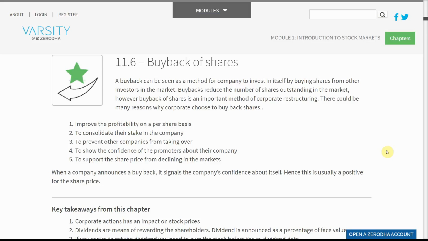There could be many reasons why corporates choose to buy back shares: to improve the profitability on a per-share basis, to consolidate their stake in the company, to prevent other companies from taking over, to show the confidence of the promoters about their company, to support the share price from declining in the markets. When a company announces a buyback, it signals the company's confidence about itself. Hence, this is usually a positive for the share price.